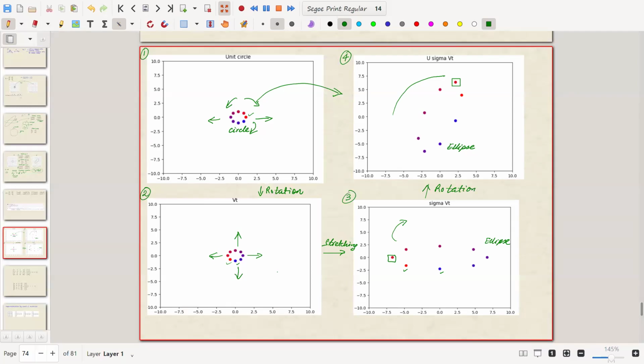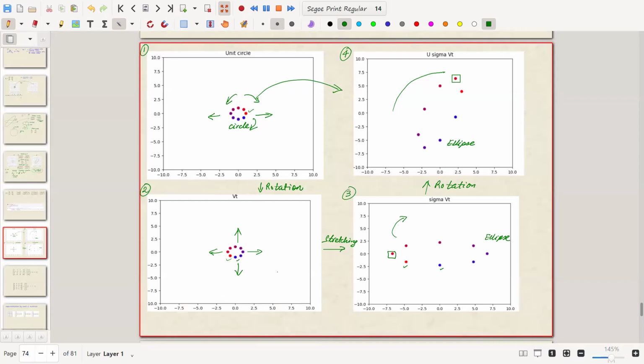So as a whole, if you want to go from step 1 to step 4, you have to do three operations: rotation, then stretching, then rotation. So if you apply rotation, stretching, rotation, you can go directly from 1 to 4. That is exactly what singular value decomposition does.